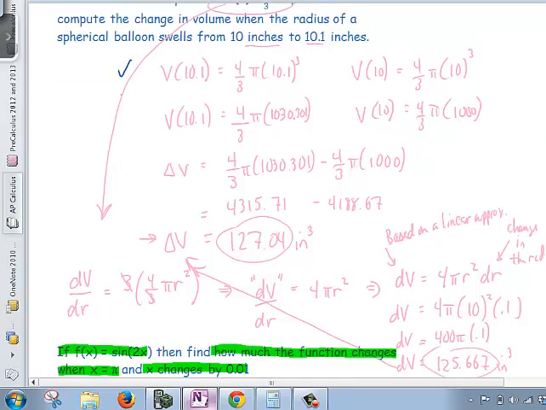as opposed to doing all this work that we did before where we'd have to find the volume at 10.1 and we had to find the volume at 10.0 and then we'd have to find the change in volume. And all of that work we did calculating to get 127.04, when if we use just the derivative, we could have calculated a quicker approximation. We would have sacrificed some accuracy, but we would have gotten an answer much quicker through the use of calculus.